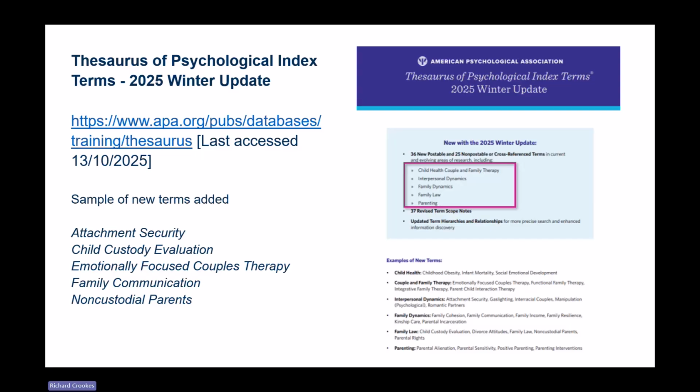So you've got things like attachment security and child custody evaluation, new terms added to the thesaurus by the APA to reflect the content that's being added to the database. You can find more information on the APA website. They do have, I believe, a PDF copy of this that's available, which will give you more information on the thesaurus, how it's created, etc.